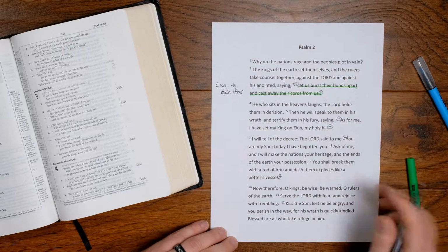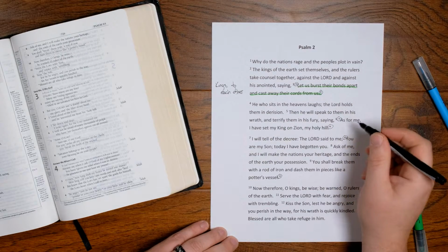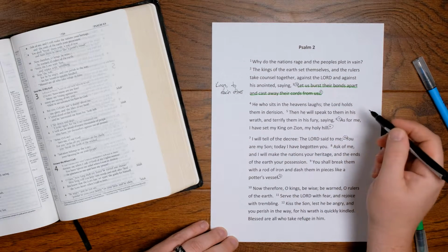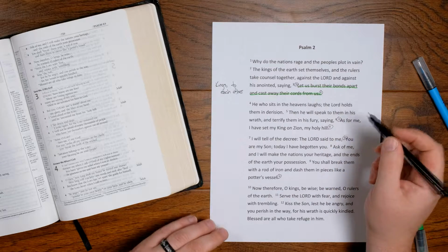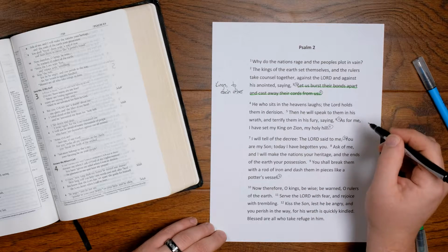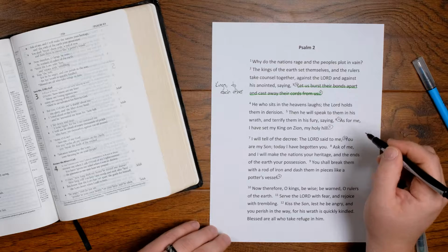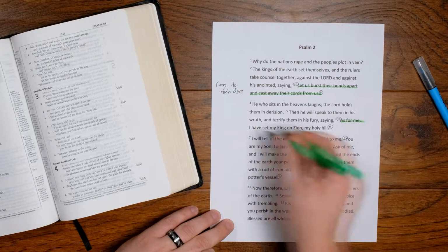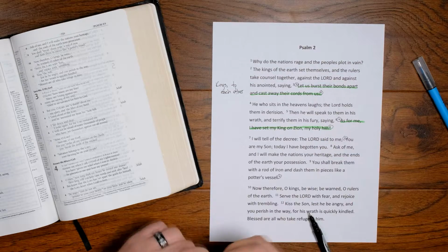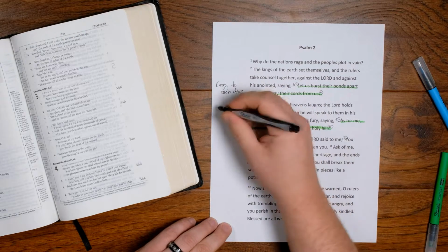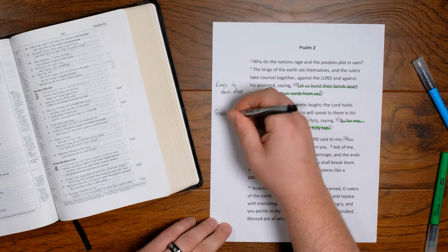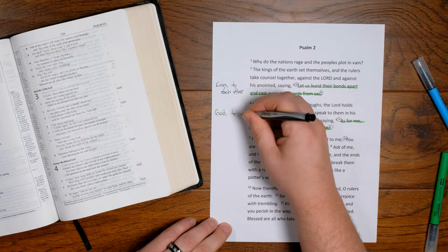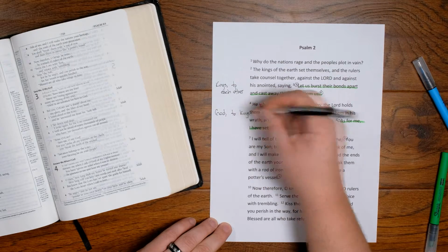I won't forget it. Okay, and then this quote down here, he who sits in the heavens laughs, the Lord holds them in derision. Then he, the Lord, will speak to them in his wrath and terrify them in his fury, saying, as for me, I have set my king. So here we have God speaking. And who is he speaking to? He's speaking to the kings.